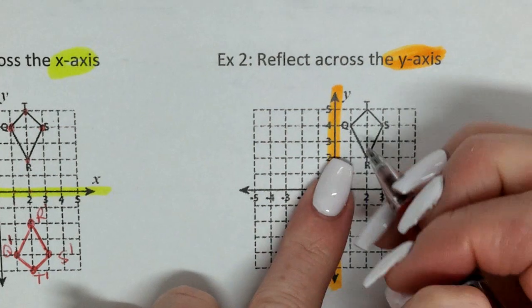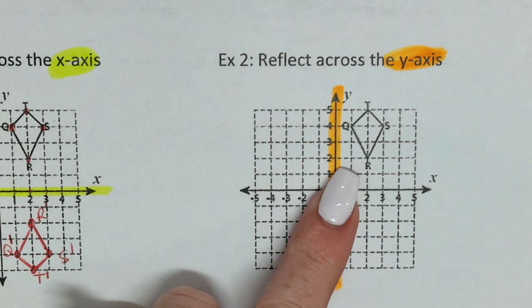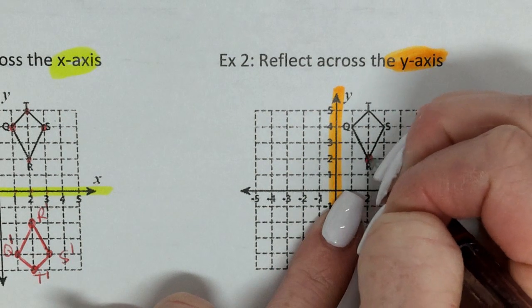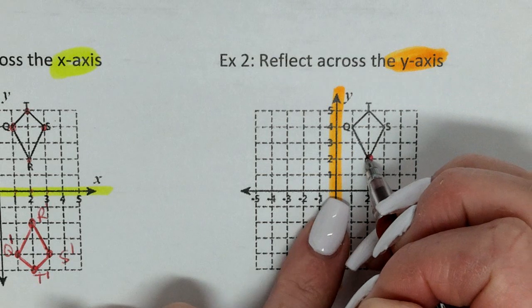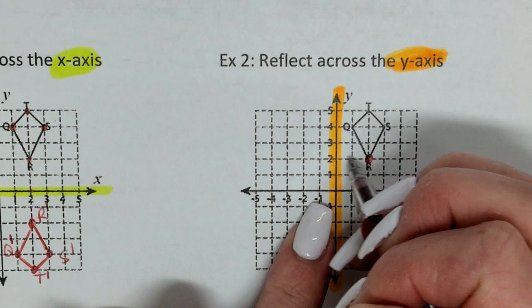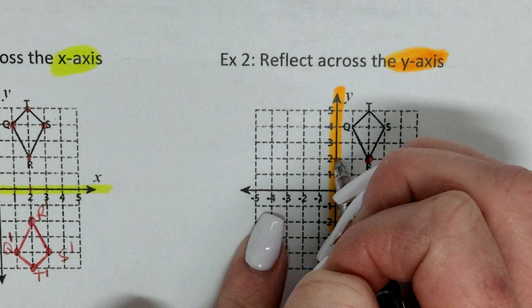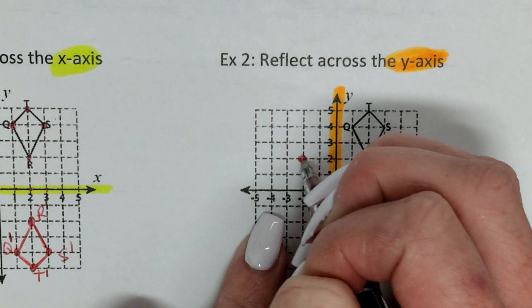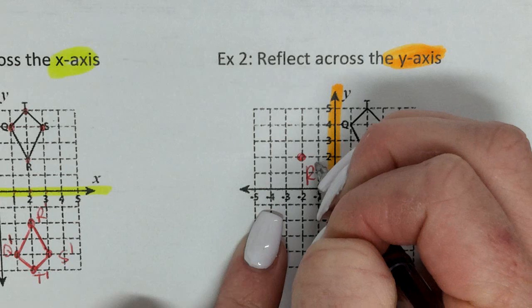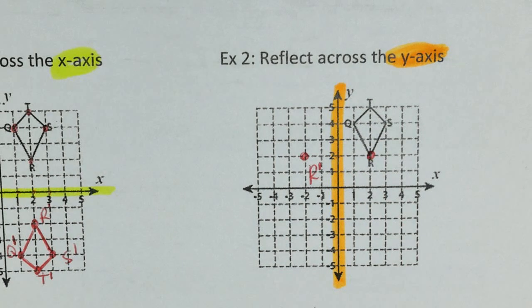So here is my little kite. Let's start with point R. From the y-axis, I am how many units to the right? 2. So I'm going to go to that same spot and go 2 units to the left. And this is my new R. I don't see everybody drawing it.